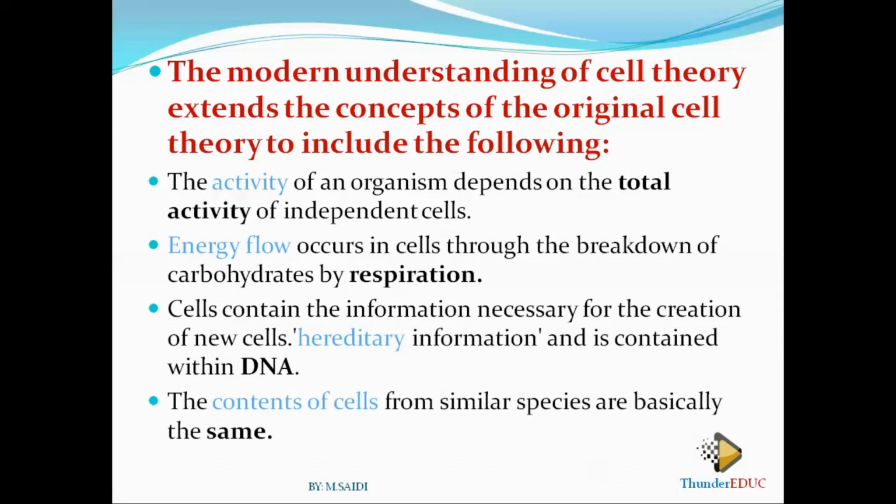The content of cells from similar species is basically the same. If you have humans, they have the same characteristics. It doesn't matter whether you are white, Arab, or Chinese, you have the same genetic plan. The content you have as a person from, for example, China or Japan, is the same content I have in my cells. A person from Africa, Australia, or America, all of them have the same content.